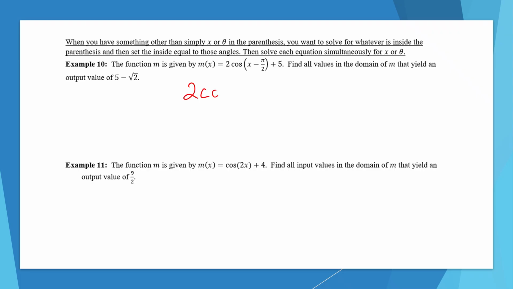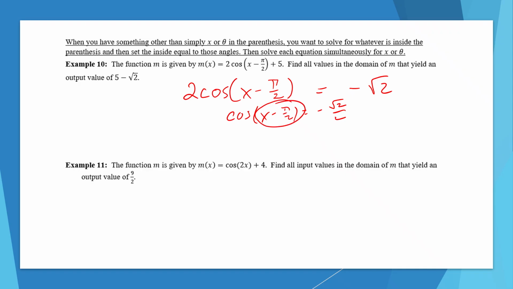So we have 2 cosine of (x minus pi over 2) plus 5 equals 5 minus root 2. I'm going to first start by subtracting 5 from both sides to get 2 cosine of (x minus pi over 2) equals negative root 2. Then I'm going to divide both sides by 2 to get cosine of (x minus pi over 2) equals negative root 2 over 2. Just treating this as like x, right, or theta. Cosine of what angle will give us negative root 2 over 2?